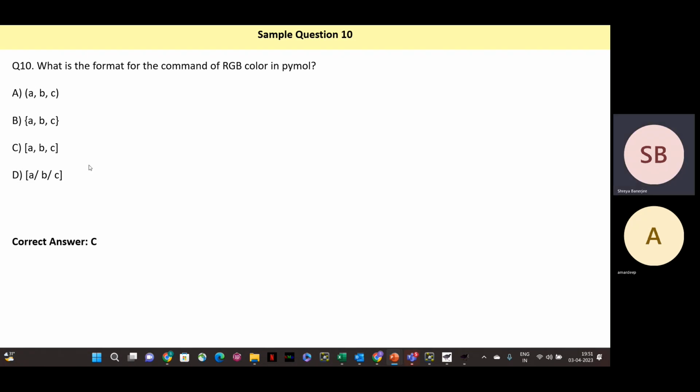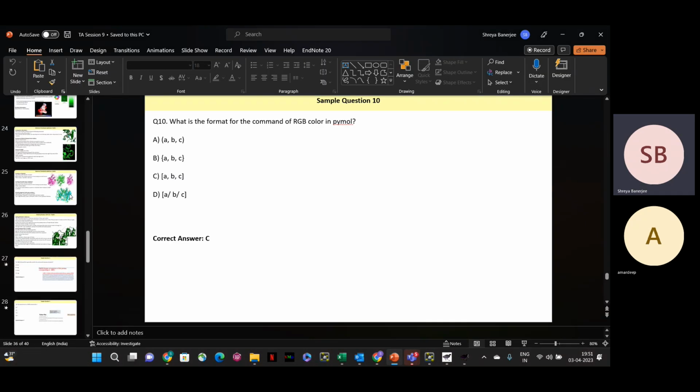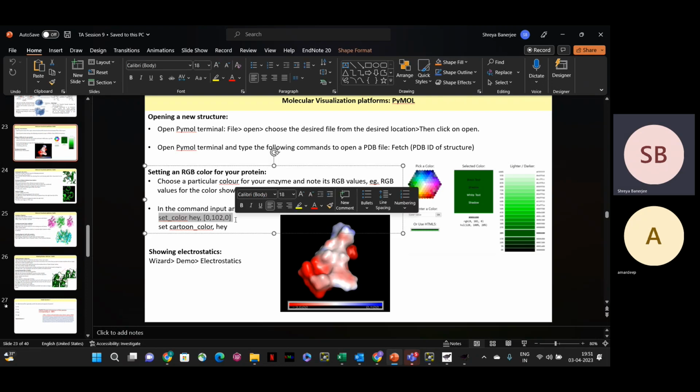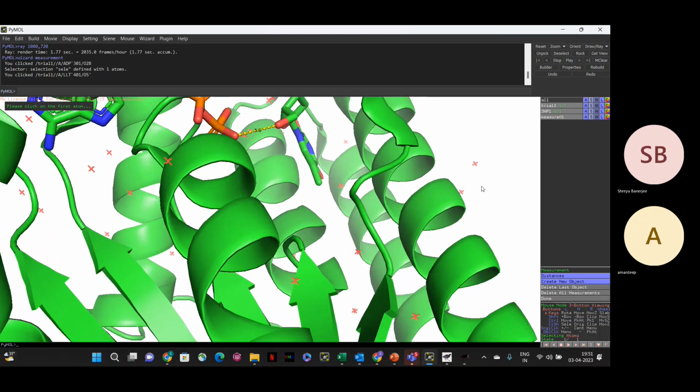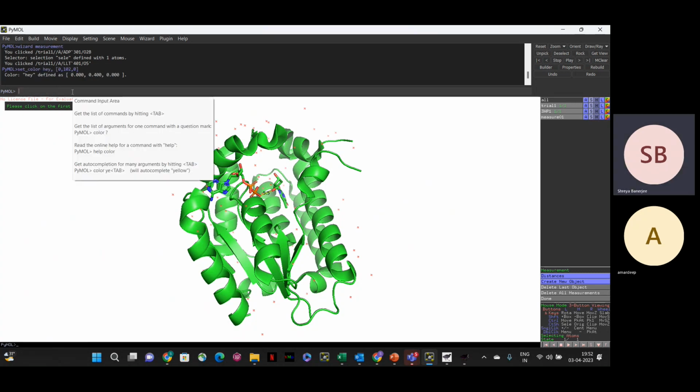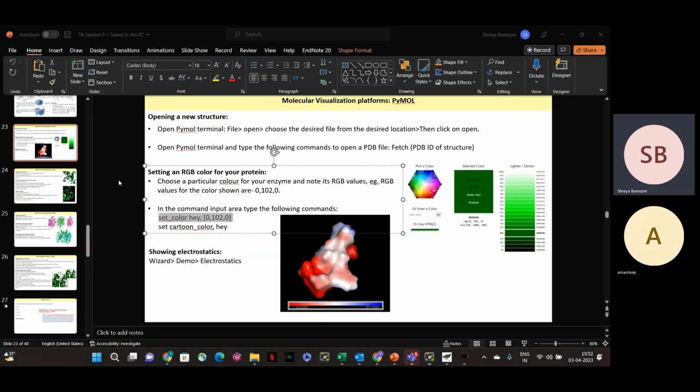So the correct answer is C, which is third bracket, and the RGB values separated by commas. If we go back to where we had learned about this, there are two commands, if you remember. This is the first command that you have to give. You type the command in the command bar, and the RGB values are written in third brackets, R comma G comma B, the integer values are given. And then you press enter. It is when you give the second command that the color will change.